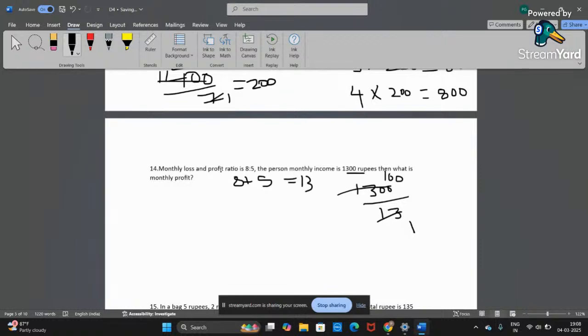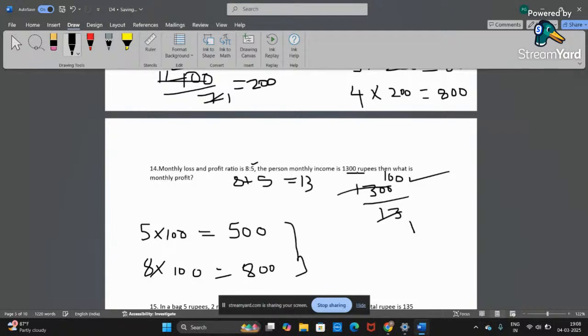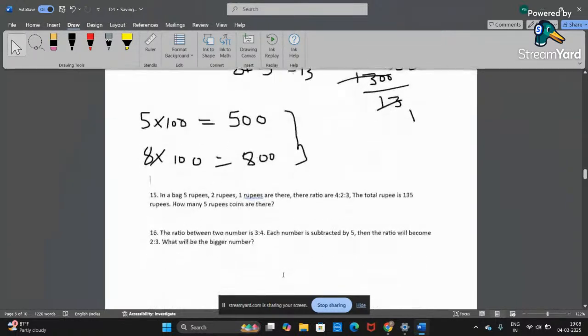Now what do you have to find? The monthly profit. What is the profit ratio here? 5. So we have to multiply this 5 with the 100. Why 100? We have got 100 here. So his monthly profit is 500. If they ask to find the monthly loss, what is the loss ratio here? 8. 8 into 100. That means 800. Again, when we add these two numbers, we'll get this number. Okay, now let's move on to the next one.